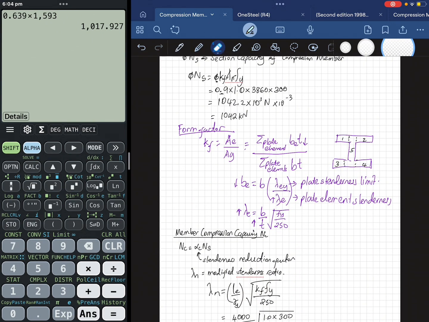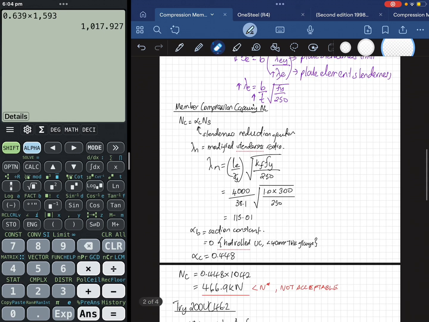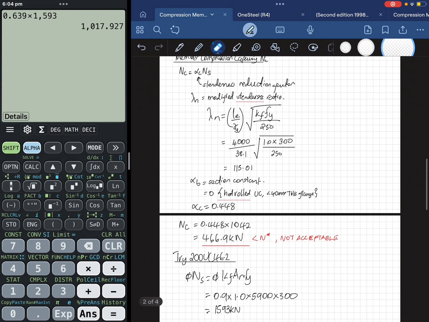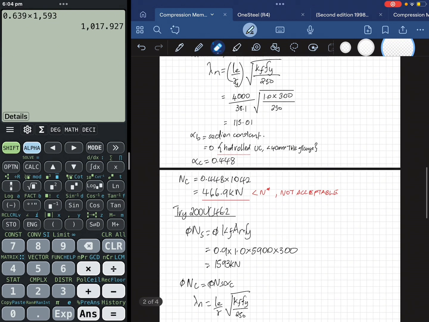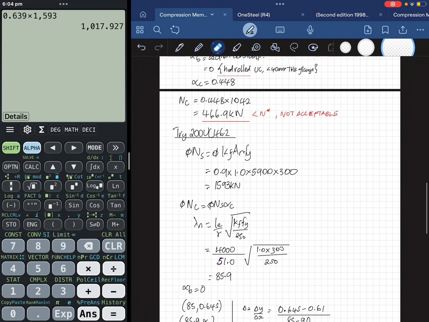Once you've got your section capacity, you calculate your member compression capacity, which is typically a reduction factor multiplied by the section capacity you just calculated. That reduction factor, alpha c, is dependent on the modified slenderness ratio and section constant, lambda n and lambda b. And lastly, you compare your member compression capacity to your design action N star, and then determine whether that section is adequate or not.